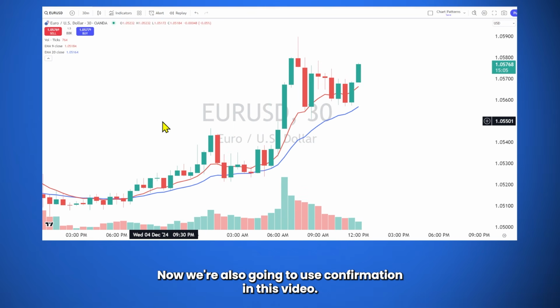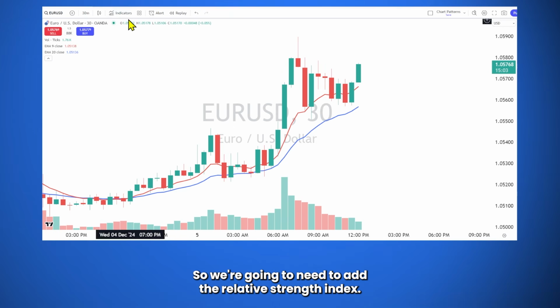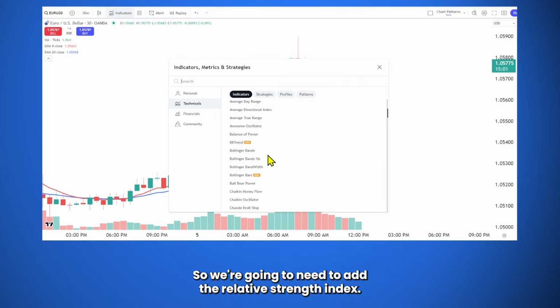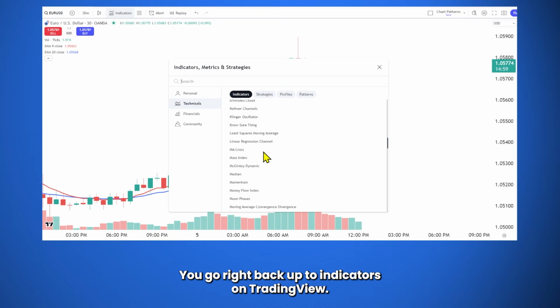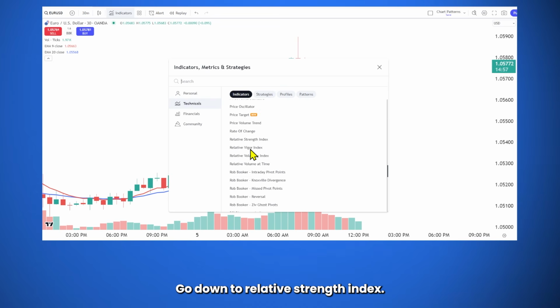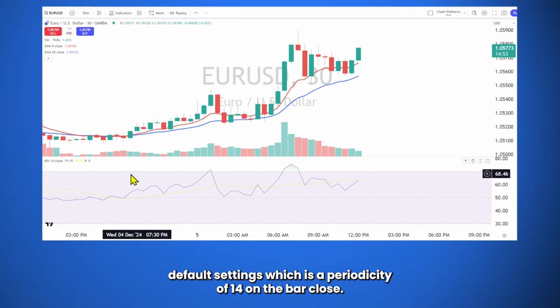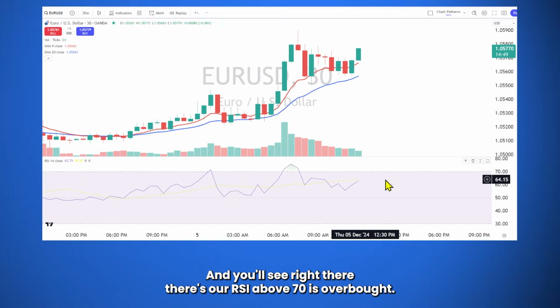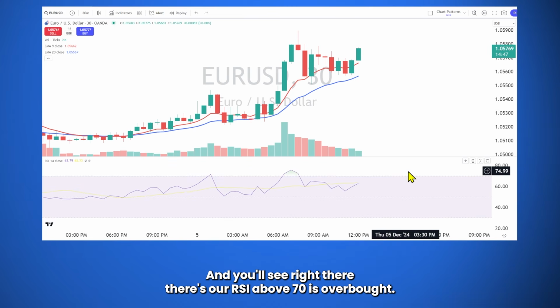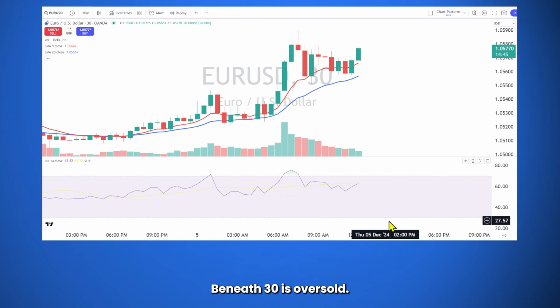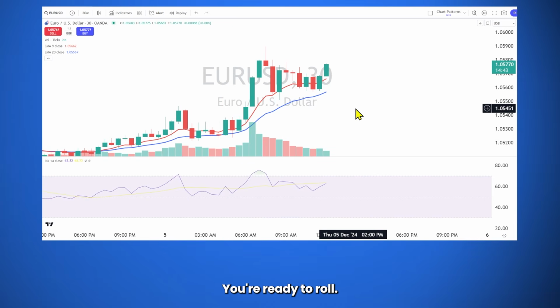Now, we're also going to use confirmation in this video. So we're going to need to add the relative strength index. You go right back up to indicators on TradingView. It's very simple to do. Go down to relative strength index, give it a click, and we're going to stay with the default settings, which is a periodicity of 14 on the bar close. And you'll see right there's our RSI, above 70 is overbought, beneath 30 is oversold. So there it is. You're ready to roll.